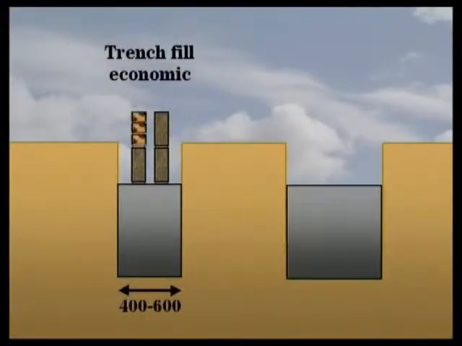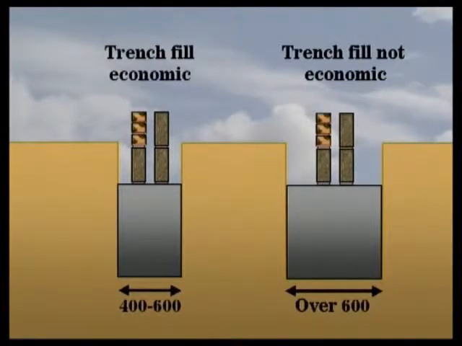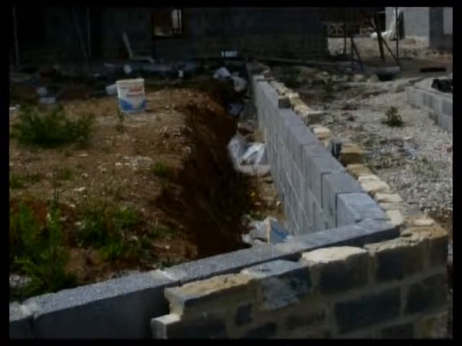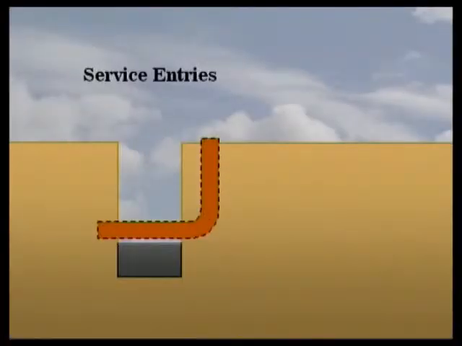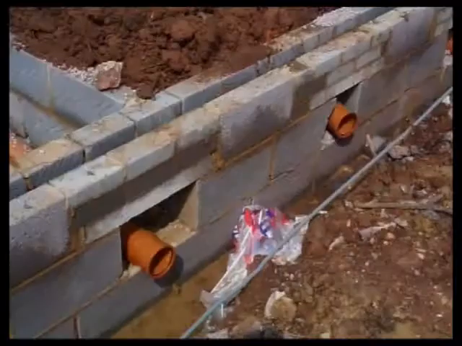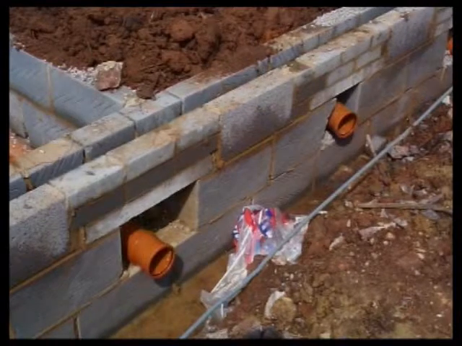Where foundations have to be wider than 600 millimetres because of the bearing capacity of the ground, trench fill may become too expensive. It's often cheaper to provide traditional strip foundations. A disadvantage of trench fill is that service ducts below the concrete need to be carefully planned. Mistakes can be expensive to rectify. In traditional foundations, service openings are formed in the blockwork. Their position is easy to change.